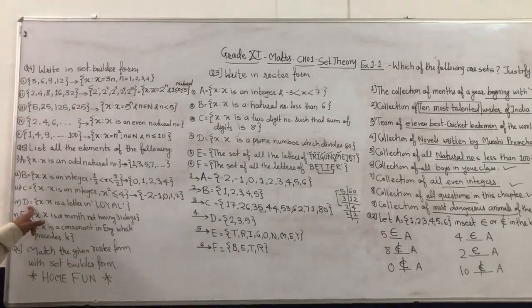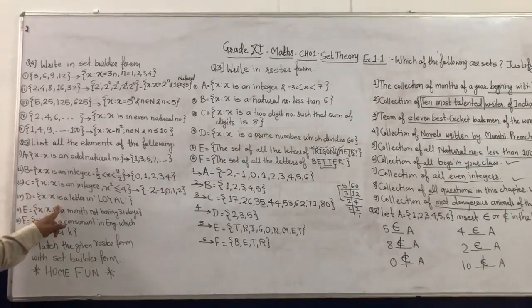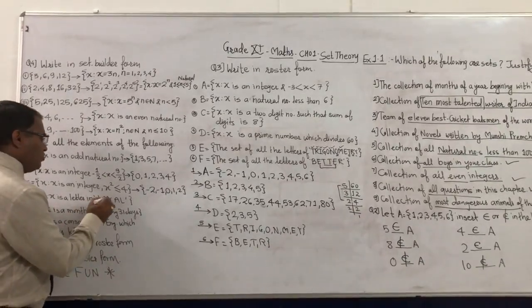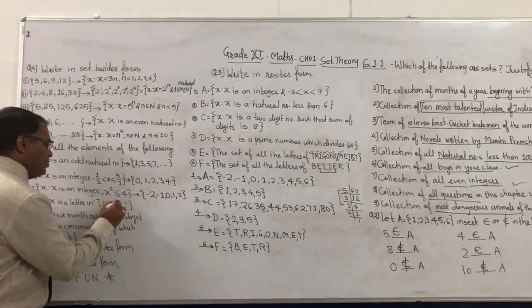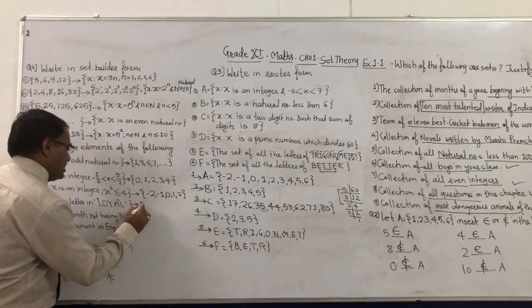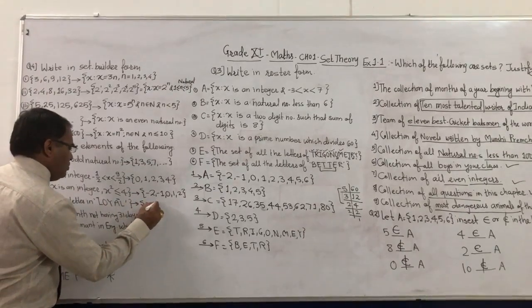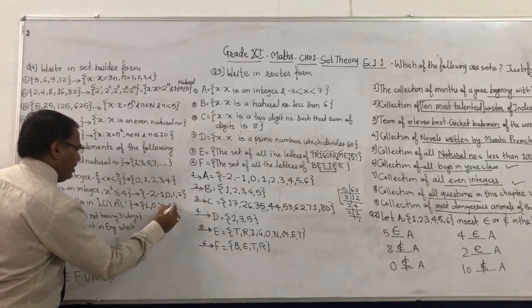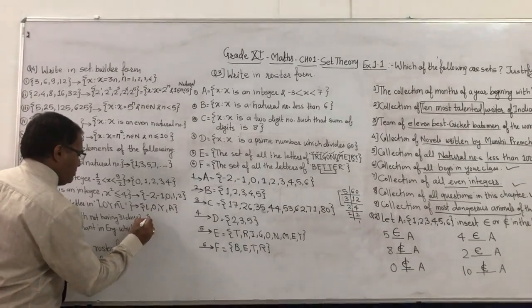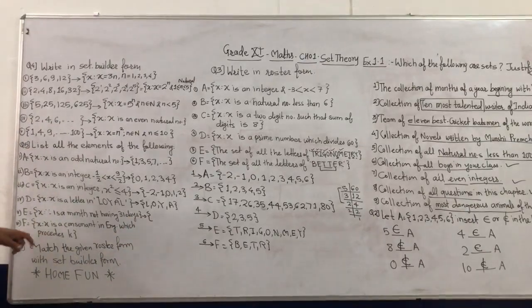Now D: x is a letter in the word LOYAL. Those letters that repeat will come only once. That is L, O, Y, A. Okay.